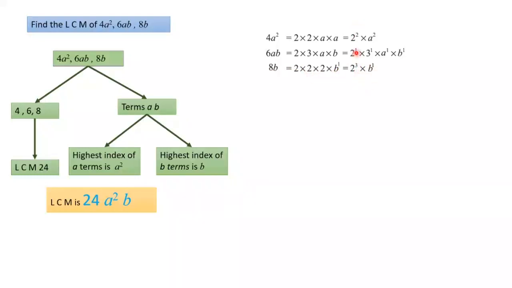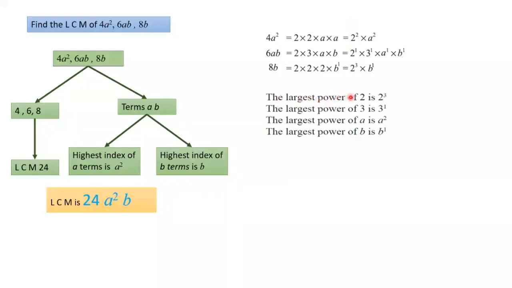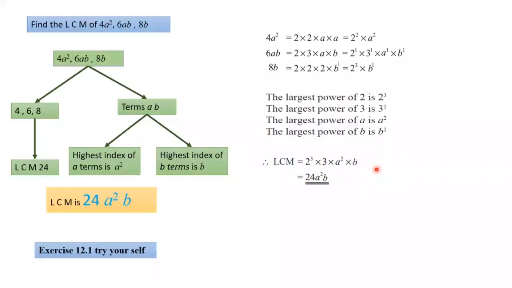Then what they have done is choose these terms. First they take the largest power of 2, which is 2 to the power 3. Pay attention to my laser point. In this case 2 to the power 3. Then the next one, 3, is only 3 to the power 1. From the a terms, a squared. From the b terms, b to the power 1. Then you write these as a multiplication. You get the LCM 24 a squared b. Okay, now you can try to do exercise 12.1. Try it yourself. I will give you time to do that.